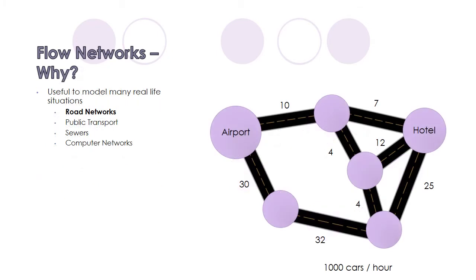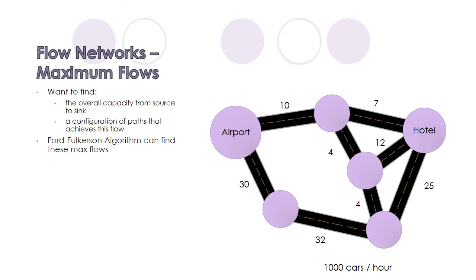Why do we use flow networks? They are useful to model many real-life situations, for example road networks, as we see here, also public transport, sewers, or computer networks, among many other things. So often we want to find the maximum flow, for example the overall capacity from the source to the sink, and a configuration of paths that achieves this flow. And the Ford-Fulkerson algorithm is designed to find these.